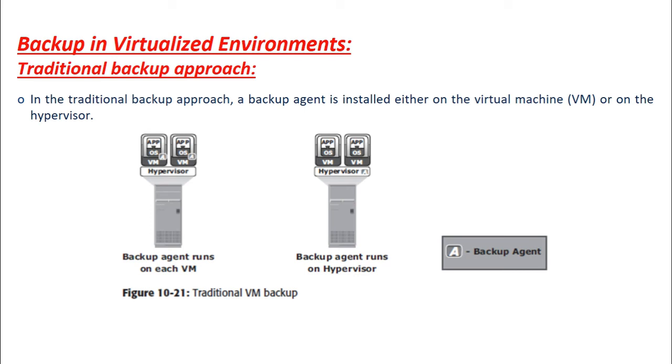In a traditional backup approach, a backup agent is installed on a virtual machine or on the hypervisor, as shown in this diagram. As we can see, the A represents the backup agent, which is installed either on the virtual machines or at the hypervisor. Here the backup agent runs on the virtual machine. Here the backup agent runs on the hypervisor.